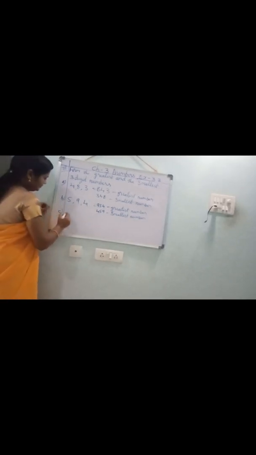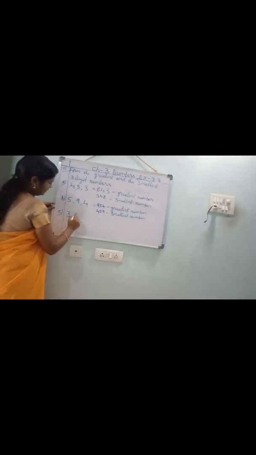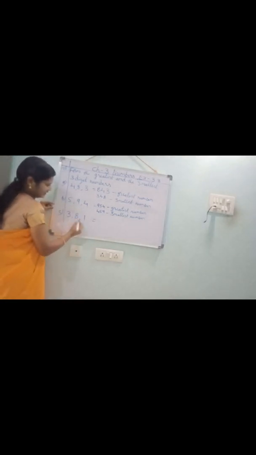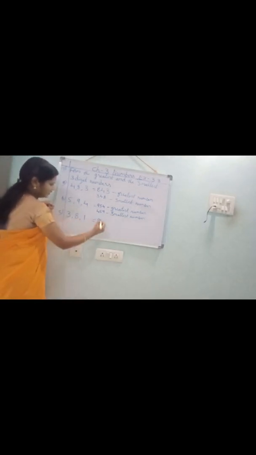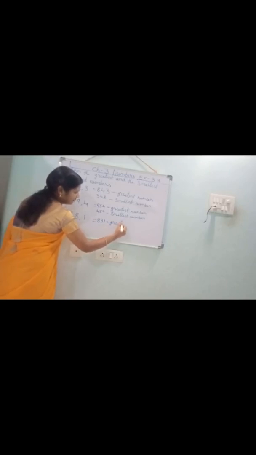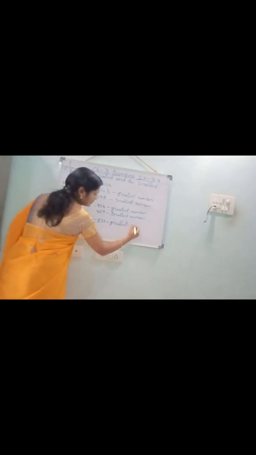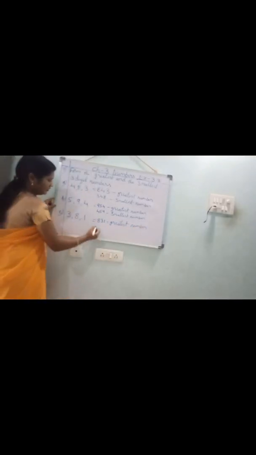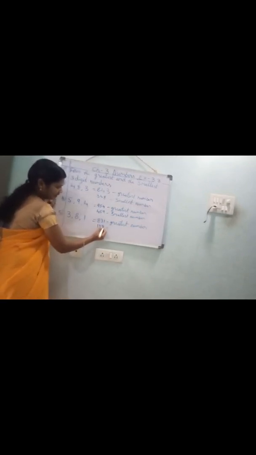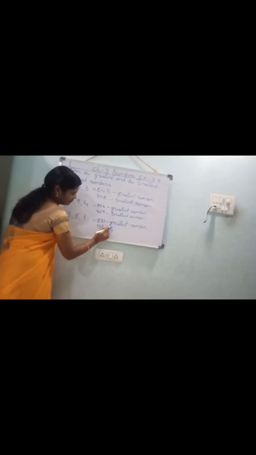One more example. See, 3, 8, 1. See, which one is the greatest number in these 3 numbers? 8. After that 3. After that 1. See, 831 is the greatest number. Now, the smallest number: 1. After that 3. After that 8. 138 is the smallest number.